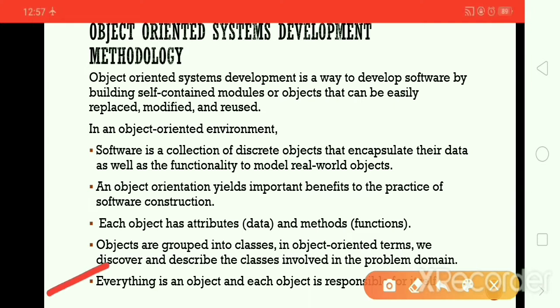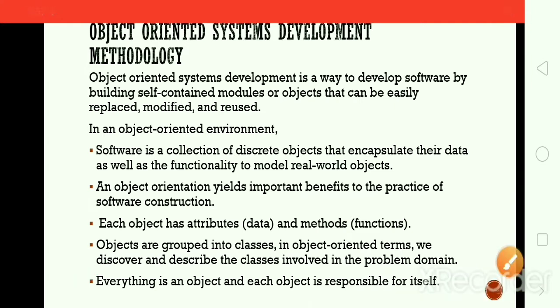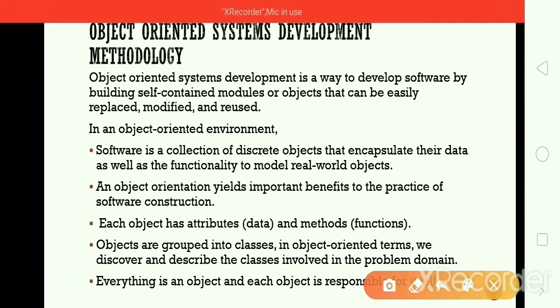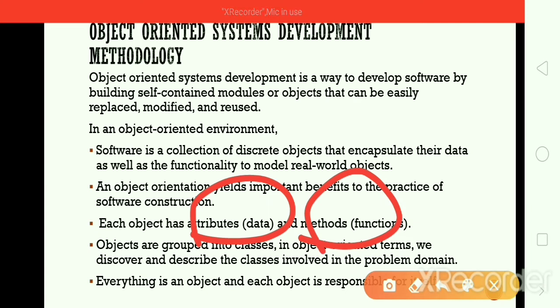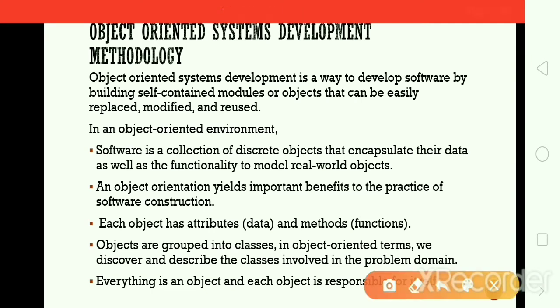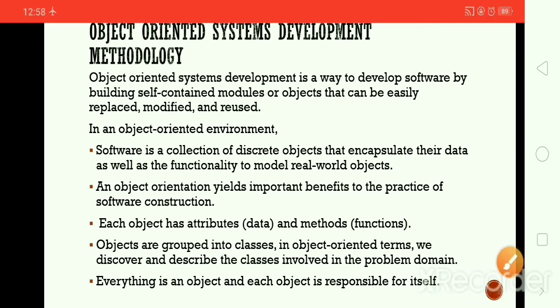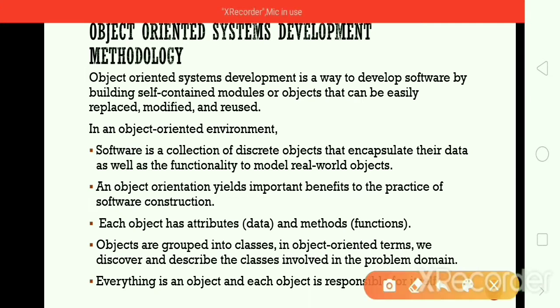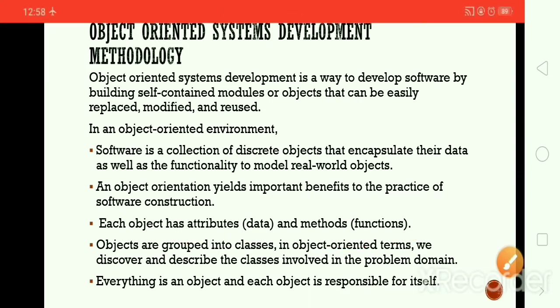Everything is an object and each object is responsible for itself. See guys, because an object involves data and methods inside of it, that is what "everything is an object" means here. Each object is responsible for itself because it can handle its attributes or data, and it has methods or functions.